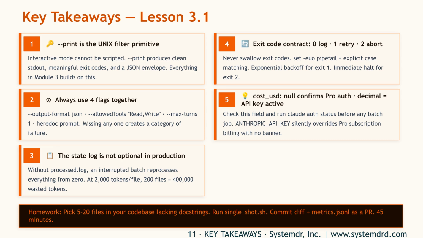The homework at the bottom of this slide is concrete and achievable in 45 minutes. Pick a directory in your codebase with 5 to 20 Python or TypeScript files lacking docstrings. Copy single-shot.sh, update src dir, adjust the prompt for your language, and run it on a feature branch. Commit the diff plus the metrics.json file as a pull request. The metrics file is the important part. It's the first concrete evidence of per-file token cost in your specific codebase. Keep it. You'll use it to extrapolate what a full repo pass would cost.